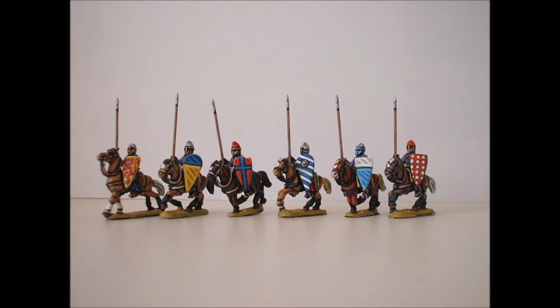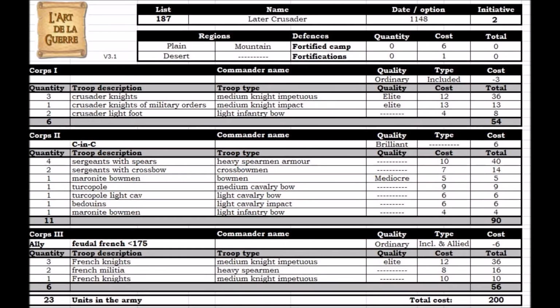The feudal French commander's got to have a couple of spearmen. I'd rather have dropped them. Or I did think about having just one of those spears mediocre in one command, which would have given me a few more points to create more knights elites and things like that. Maybe another impact knights elites.